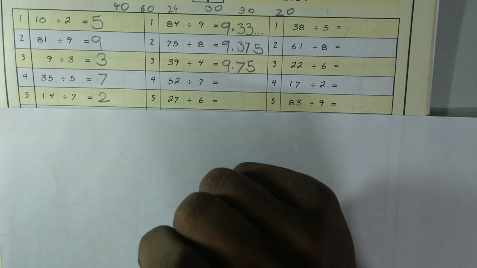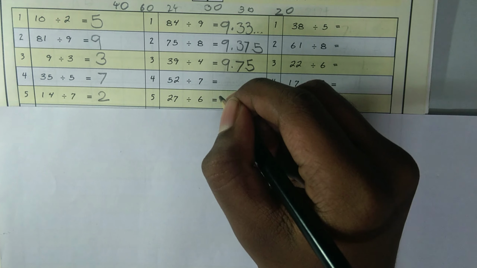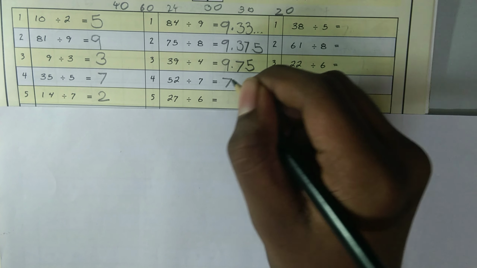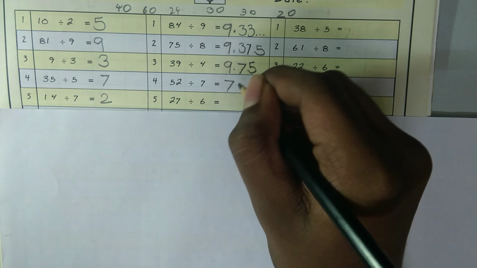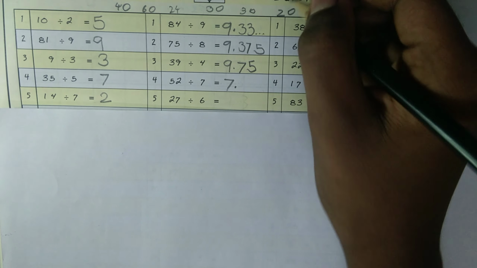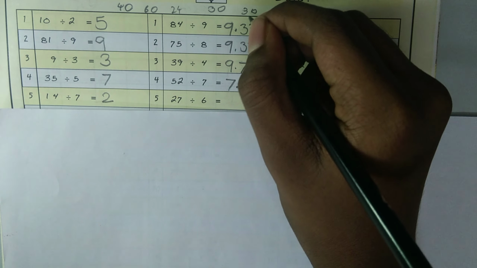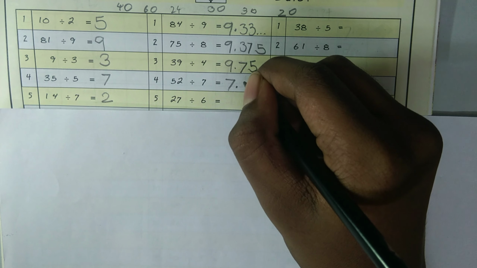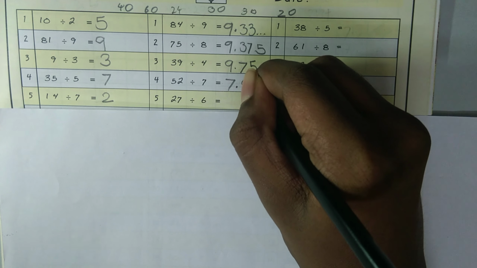52 divided by 7. 7 into what is closest to 52? 7 into 7 is 49, which is lesser than 52 and closer to 52. Now we have to keep a point. Again, our remainder is 3 because 52 minus 49 is 3. And if we keep a 0 beside it, we get 30. 7 into what is closest to 30? 7 into 4.